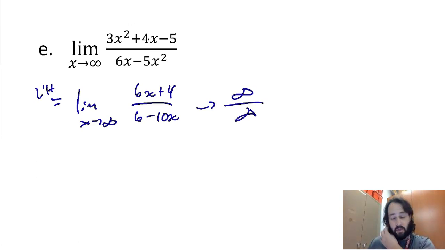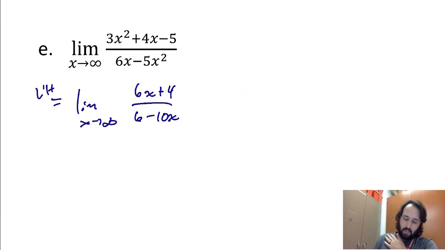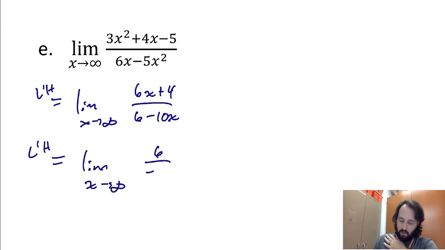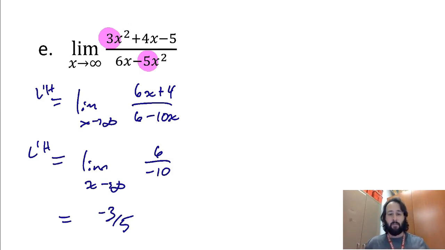So the big thing that I wanted you to see here is that you can continue to do L'Hopital's as many times as you need to. As long as you are still getting an indeterminate, you can use L'Hopital's. So this would be 6 over -10, which we know will reduce to -3/5. I would never do that problem like that because, like I said, you're just looking at the horizontal asymptote here. But I wanted to show you guys that you can use L'Hopital's more than once. You just have to check that you are still getting indeterminates.